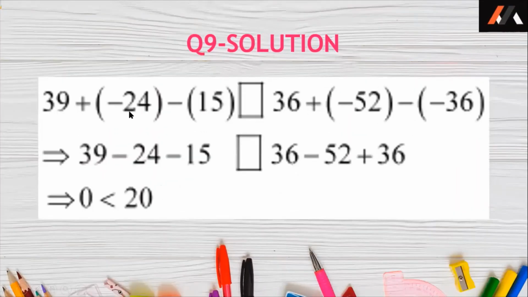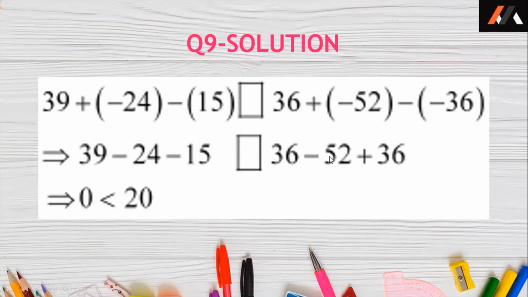39 plus (minus 24) minus 15 is on the LHS. 36 plus (minus 52) minus (minus 36) is on the RHS. Here, plus and minus will become minus, minus and minus will become plus. 39 minus 24 minus 15. Minus 24 minus 15 is minus 39. Therefore, 39 minus 39 is 0.